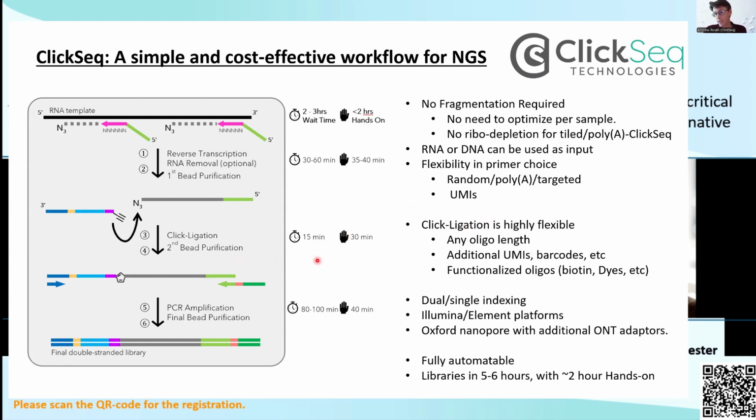And then we have all of the typical advantages of next generation sequencing. Because we have a single-stranded cDNA that can go to a PCR reaction, we can do all the clever things you would normally do in an NGS reaction. So you can do dual indexing, single indexing. And our libraries, we sequence them on Illumina platforms and Element platforms.